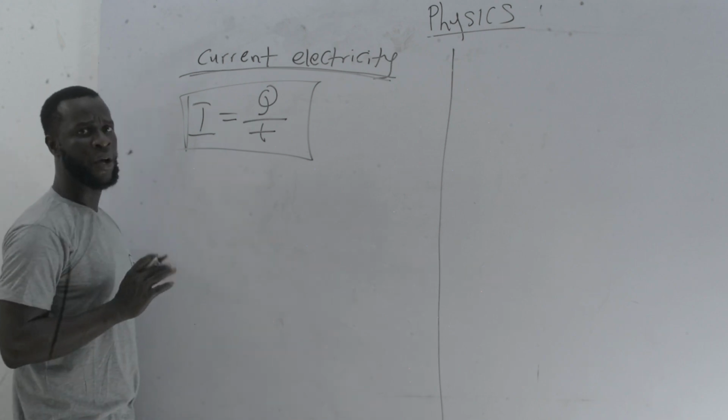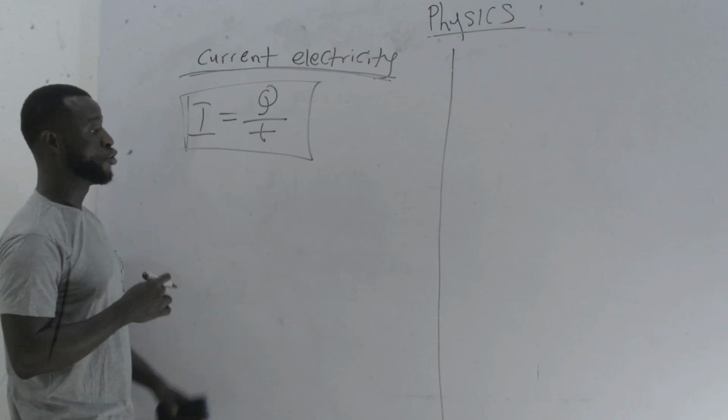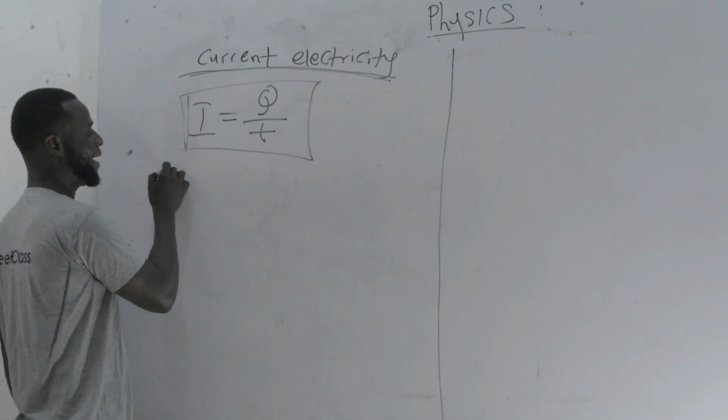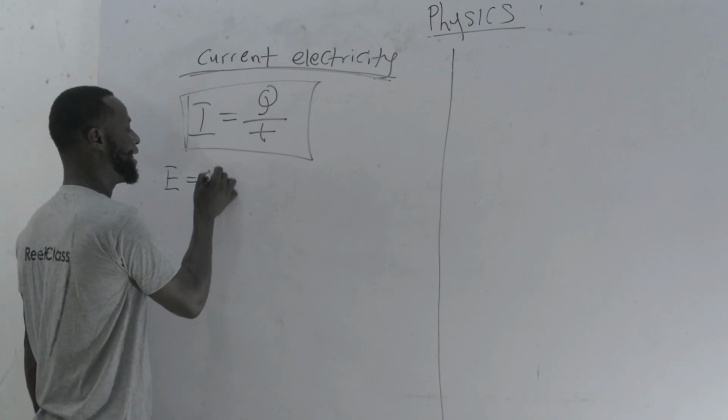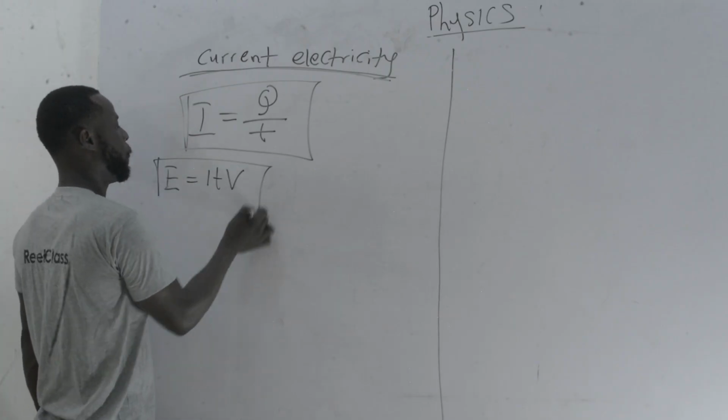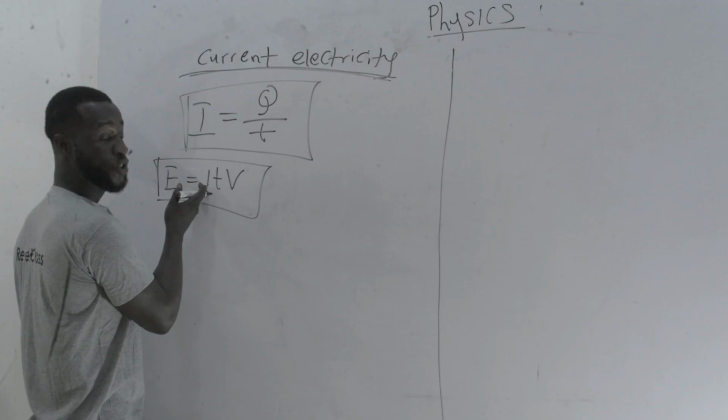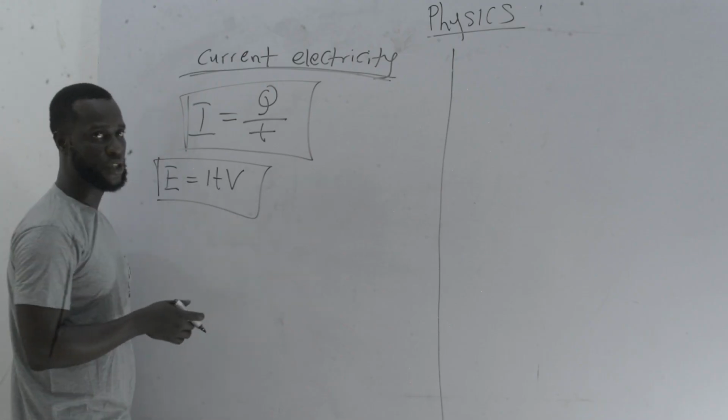The next thing I would like us to talk about is electric energy. Simply put, electric energy E, or electric work, is simply ITV, where I is current, T is time, and V is voltage.